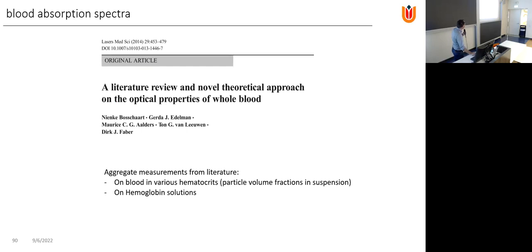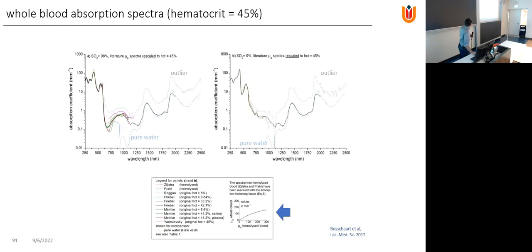I want to show you a final example. A couple of years ago, one of our PhD students did this. When we finally had this all figured out, we took all these spectra from the literature, all these measurements at different concentrations, and tried to scale them to a common level of blood, so calculate the absorption coefficient of blood, but taking into account this effect of pigment packing.